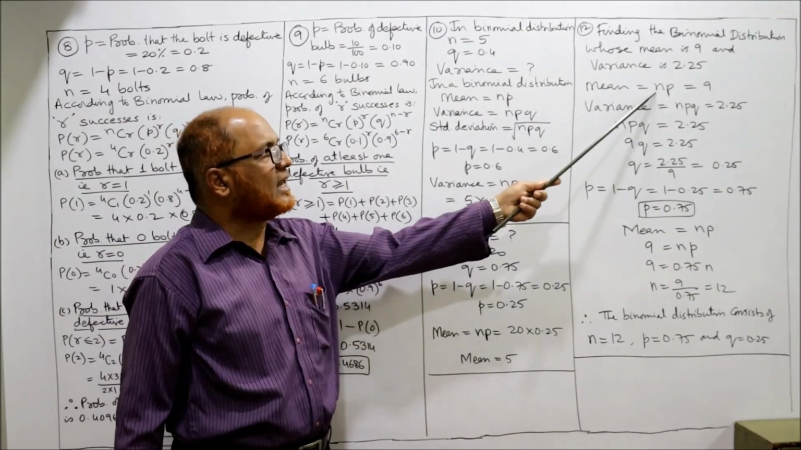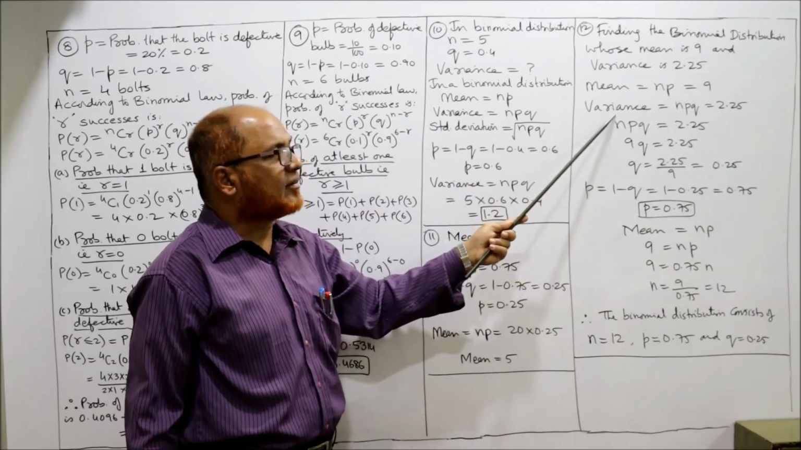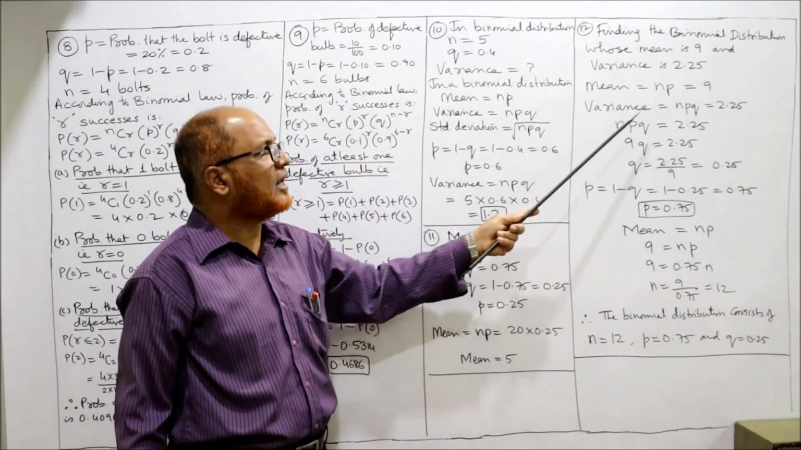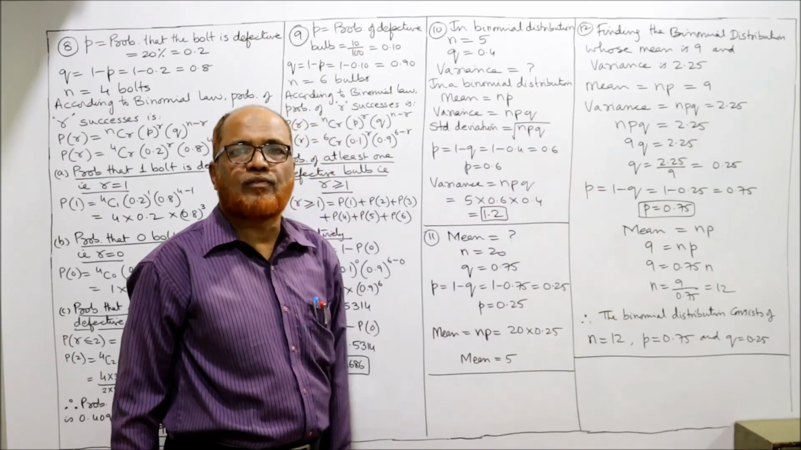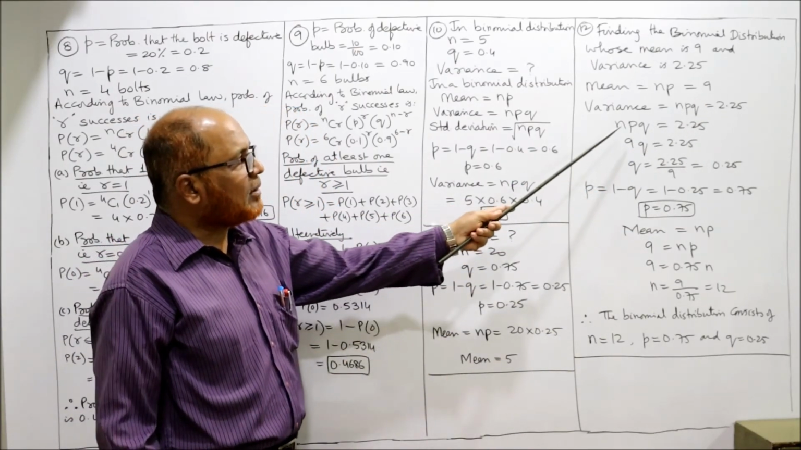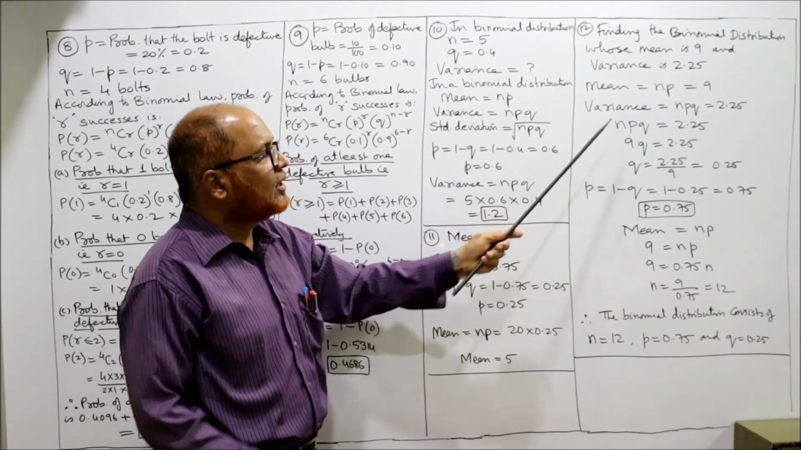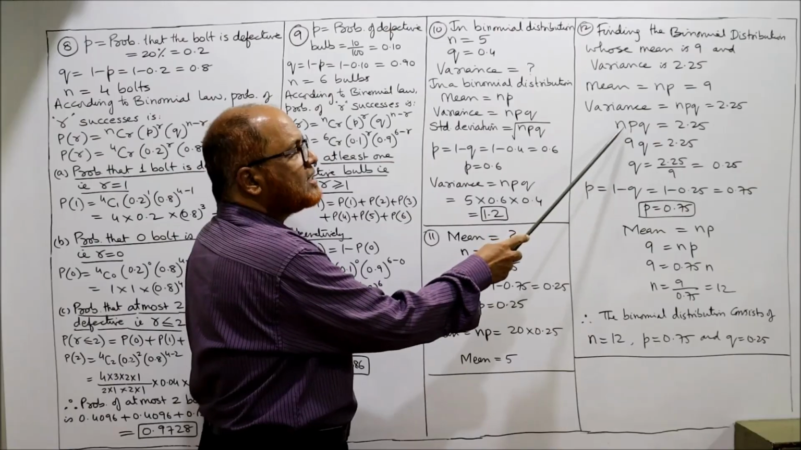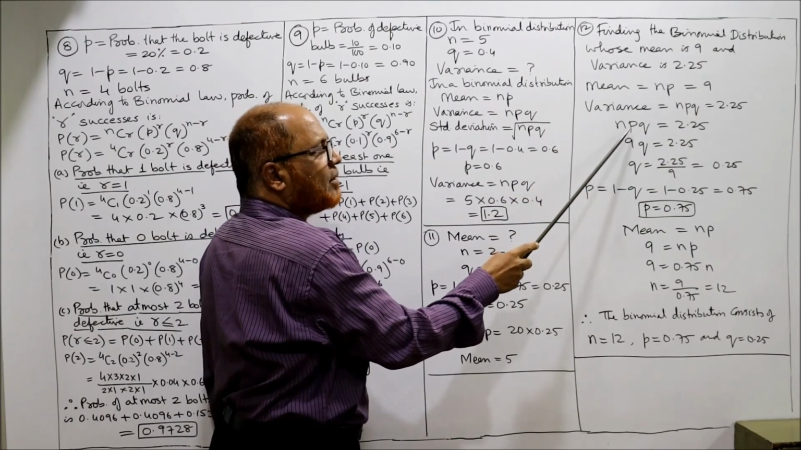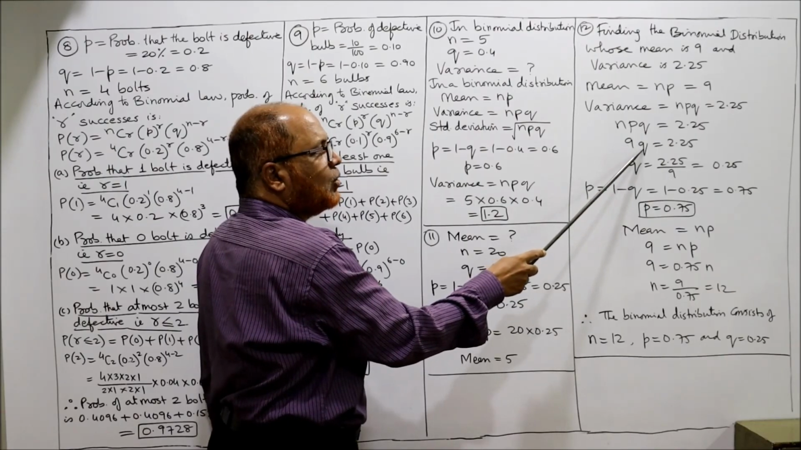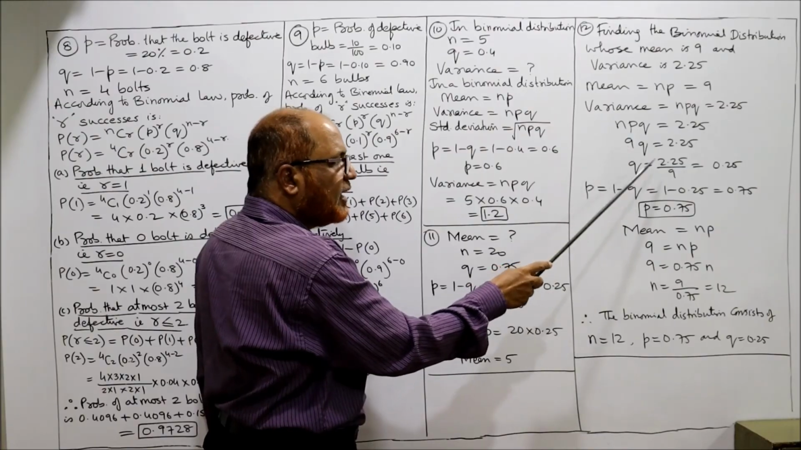Now see carefully. The formula for mean is np, and mean is given in the problem as 9. The formula for variance in binomial is npq, and npq is given in the problem as 2.25. Now, in npq we have np. What is the value of np here? 9. So in place of np, I am writing 9. So 9q is equal to 2.25. q is equal to 2.25 divided by 9.